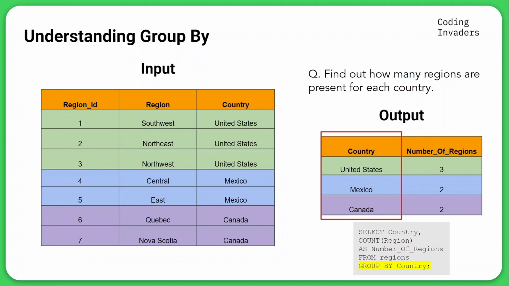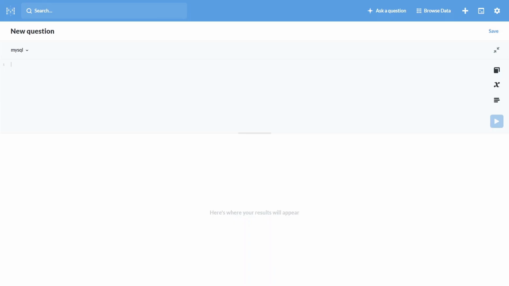Fantastic. Now that we have the SQL code, let's execute it on Metabase and confirm the output there. So let's go to Metabase. Which table are we going to use? We are going to use the regions table. So it is regions data that we are going to use over here.